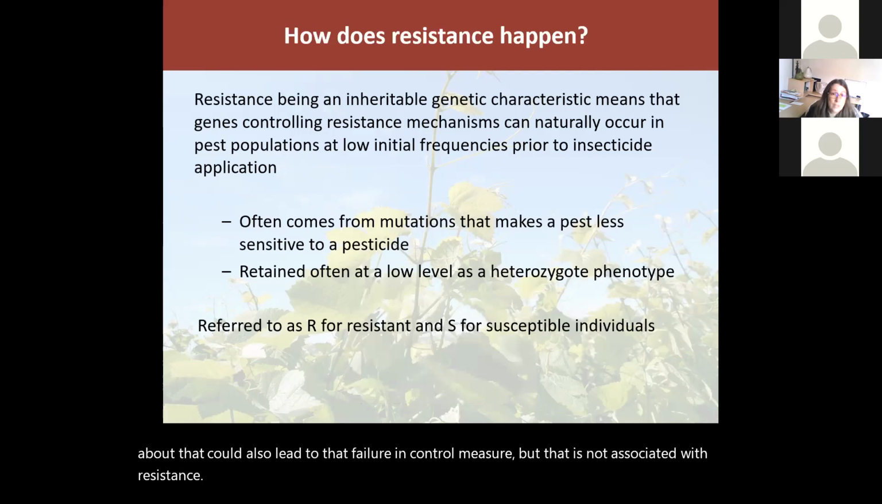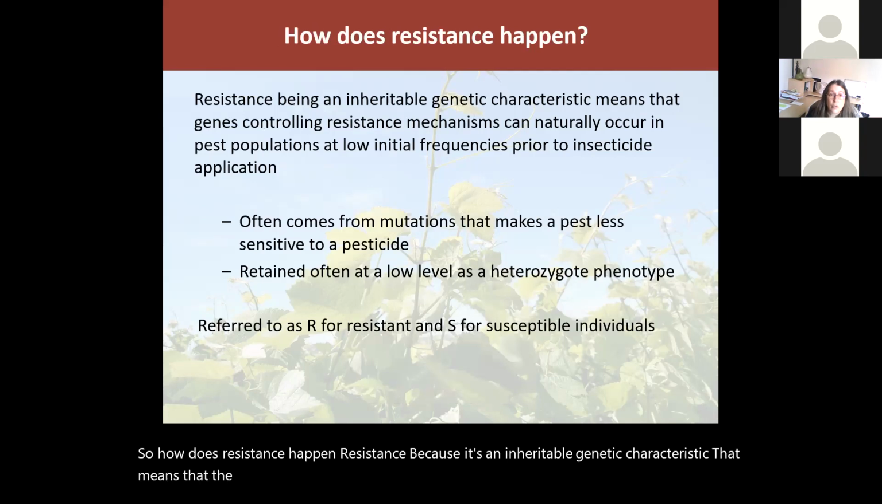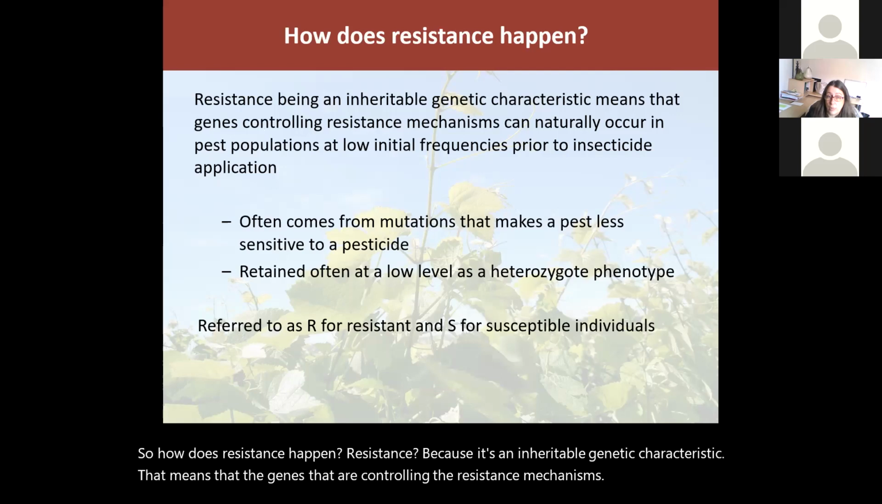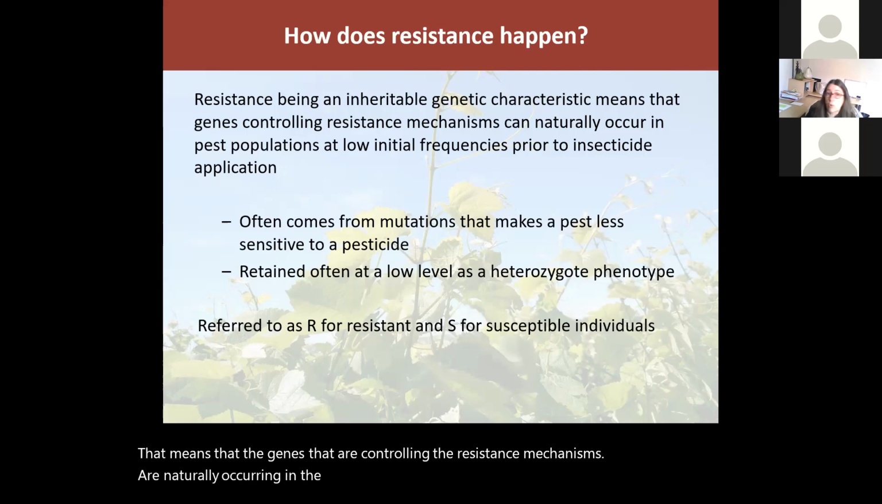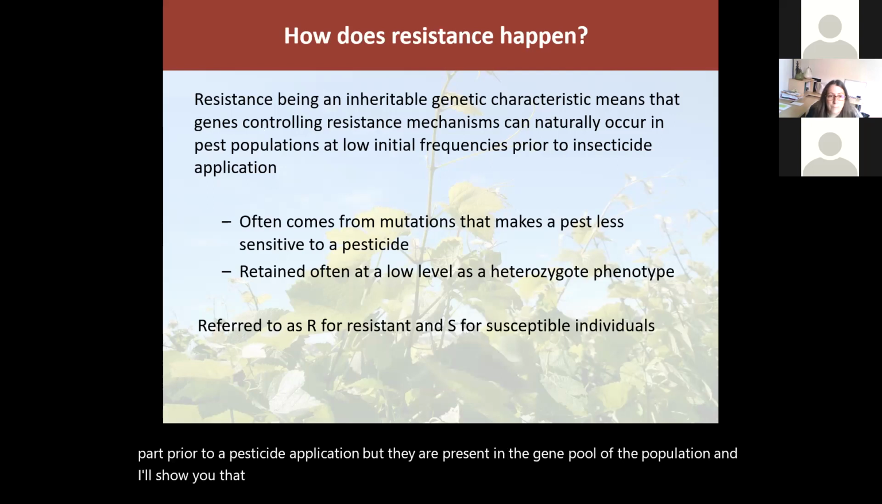So how does resistance happen? Resistance, because it's an inheritable genetic characteristic, means that the genes that are controlling the resistance mechanisms are naturally occurring in the pest population. They are at very low initial frequencies for the most part prior to a pesticide application, but they are present in the gene pool of the population. And I'll show you that in a little bit.